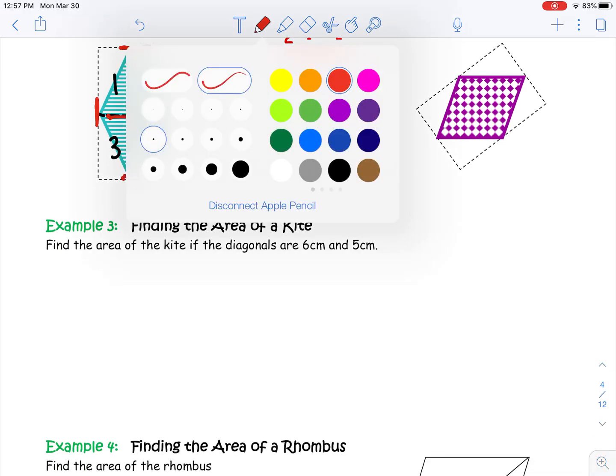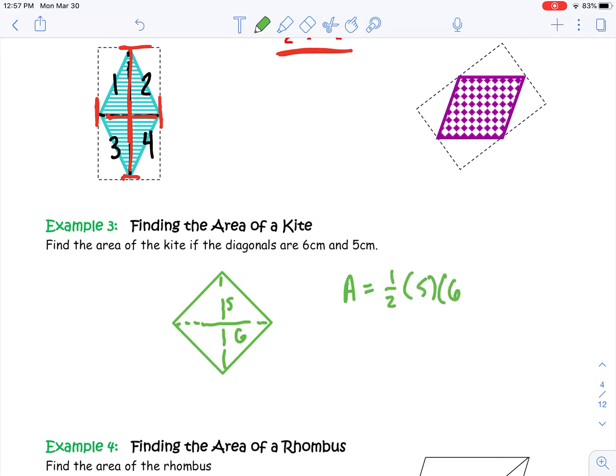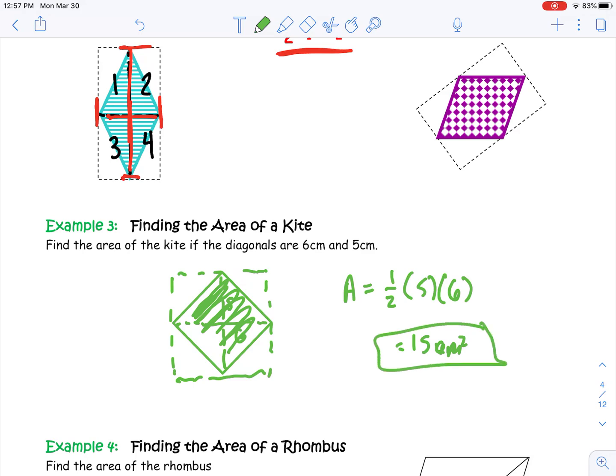Again, we could use a formula. If someone tells us, hey, I want you to find the area of the kite, given that I know that this diagonal maybe is 6 units and this is 5. Again, we don't have to worry about splitting this up and finding each individual triangle. We can just say the area is half the product of the diagonals. Because again, if we were to put a box around it, that box would be a 5 by 6 box, and our kite would take up half of that, which again means our area would be 15 units squared. In this case, it looks like it's centimeters.